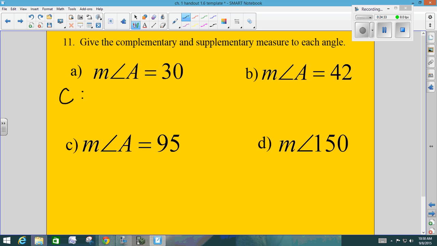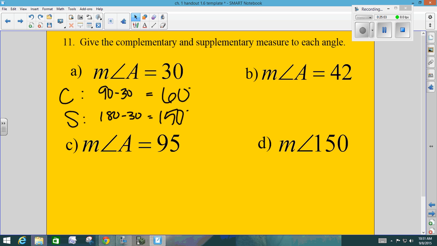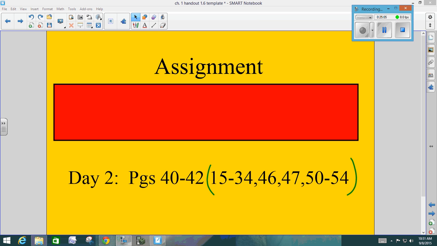So if angle A is 30, how am I going to find its complement? How, not what is it, how am I going to find it? Subtract, right? Take 90 minus the given angle, and 90 minus 30 is? All right. I have to find its supplement, which means they're going to add up to? So how am I going to find its supplement? 180 minus 30, which is 150. Okay, find the next three.